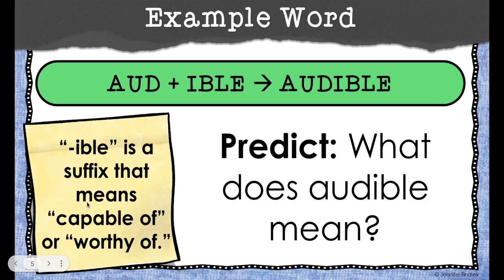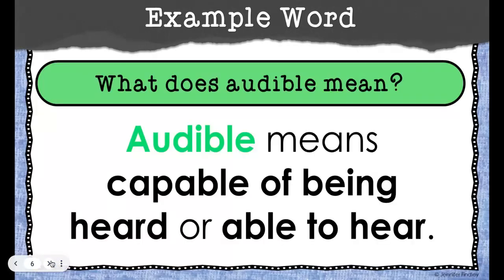An example word could be audible. Audible. So able is a suffix we've actually learned so far in fourth grade, and we know that that suffix means capable of or worthy of. So now that you know that aud means something to do with hearing, and you know that able means capable of or worthy of, then what do you think audible means? Well, audible means capable of being heard or able to hear.